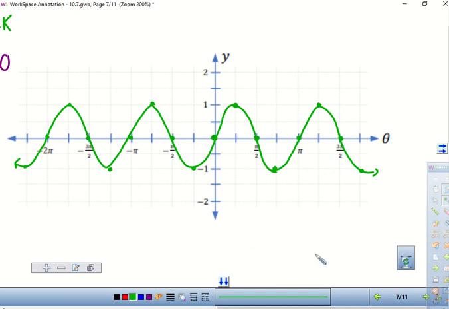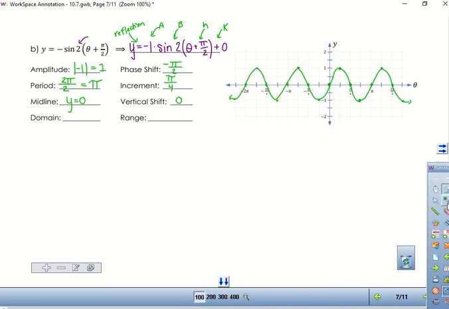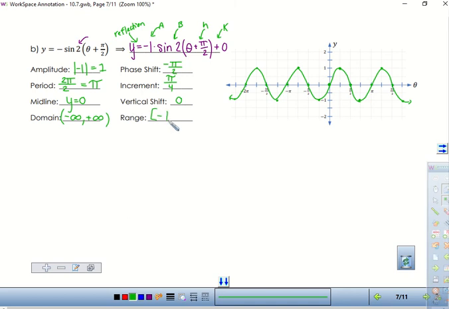So that's what my graph's going to look like. And now I'll zoom out so we can look at our domain, which is -infinity to +infinity. And my range here is from -1 to 1. So does everybody see how I got the domain and the range here? Is everybody good with that?